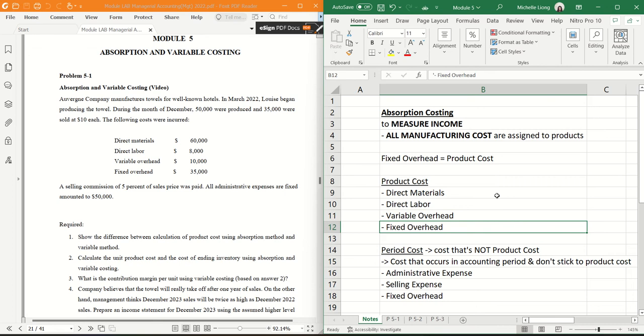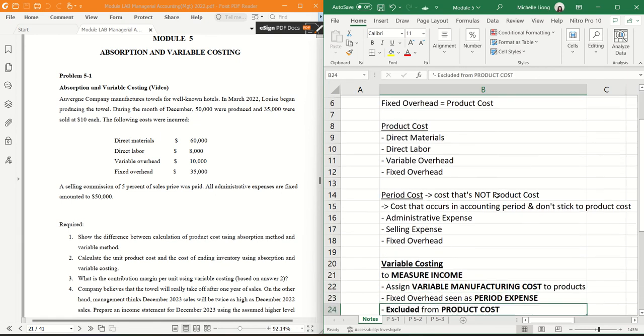Meanwhile, what is not included in product cost is called period cost. So in period cost, we have the cost that occurs in the accounting period and doesn't stick to product cost. So the costs that are not included in product cost are usually administrative expense, selling expense, and also fixed overhead as well. Okay. And next we have variable costing.